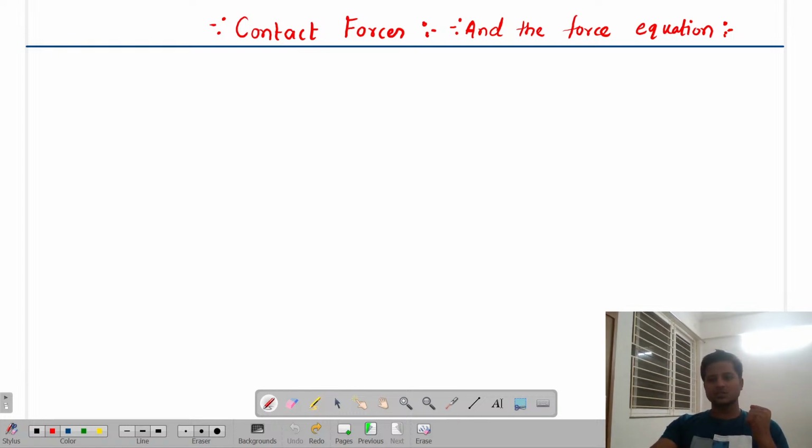The lecture is on contact forces and the force equations. Okay. So what we will do is first we'll try to understand how to write the force equation. So we'll learn how to basically write the force equation and then we'll move ahead. Are you able to get me or not? So we'll start with some basic things and then we'll move to the understanding of contact forces.